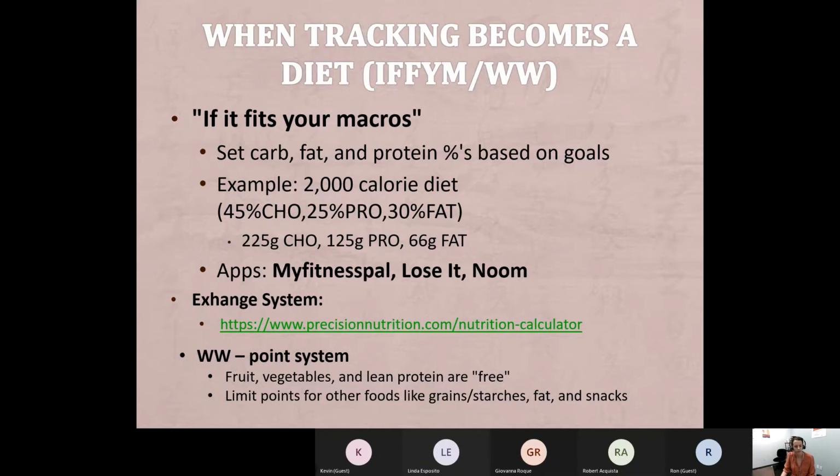PrecisionNutrition.com has a meal plan calculator. And then another one is WW, Weight Watchers. It's a point system. So fruits and vegetables and lean proteins are free, but you have to limit other foods like grains and starches, fat, and snacks.